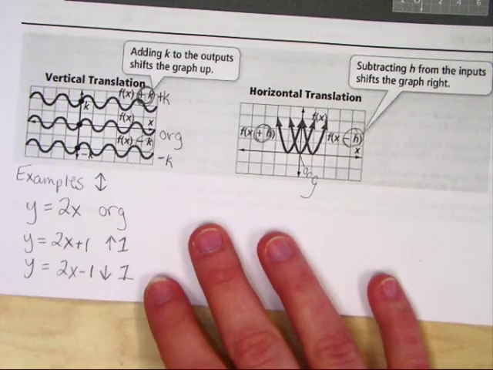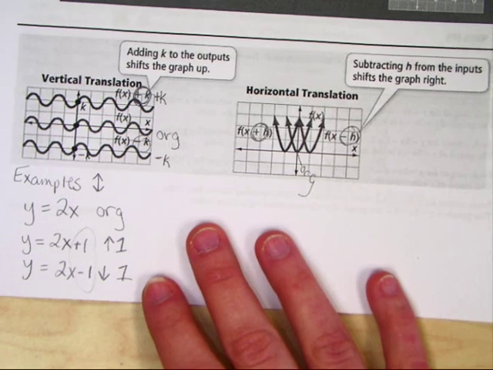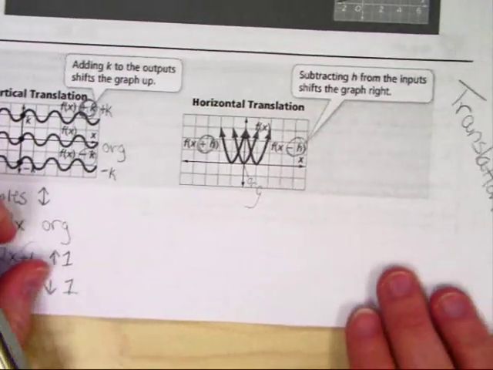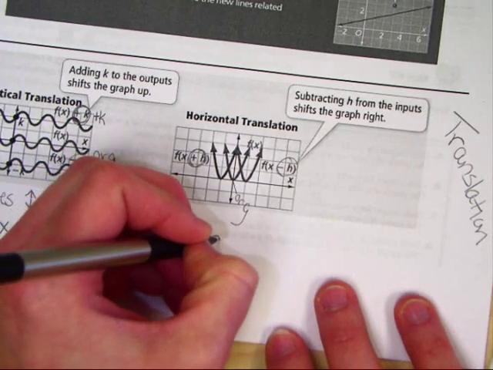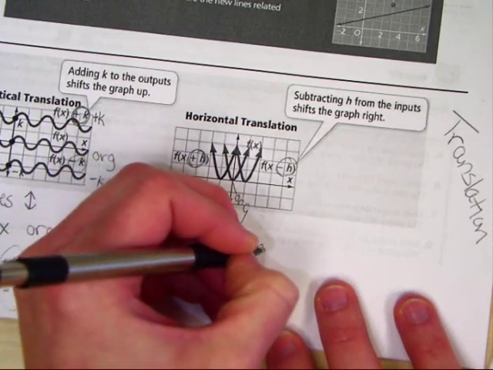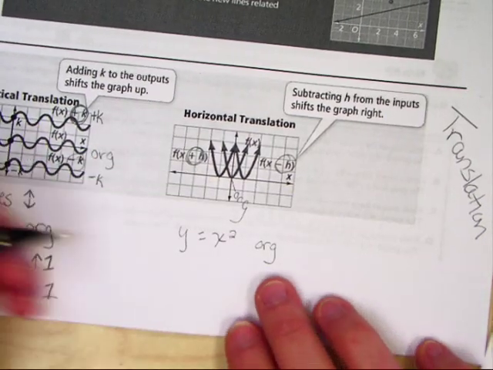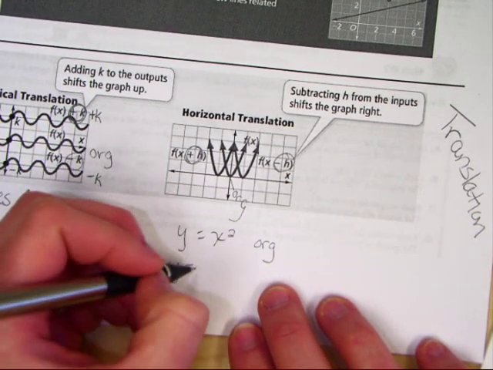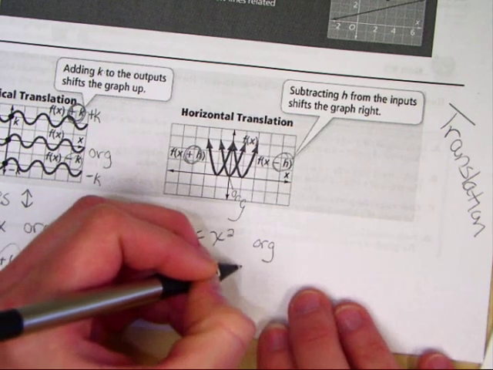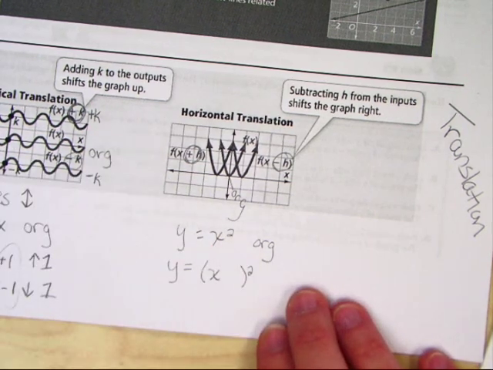Up and down is when it's kind of in the back, okay? I'm going to talk to you about left and right now, and I'm going to do that with a parabola. Let's say that we have y equals x squared as the original. All right? I want to show you how to move it to the left first. Well, you're going to have to change the value of x and then square it.